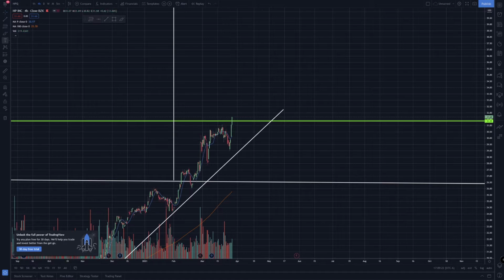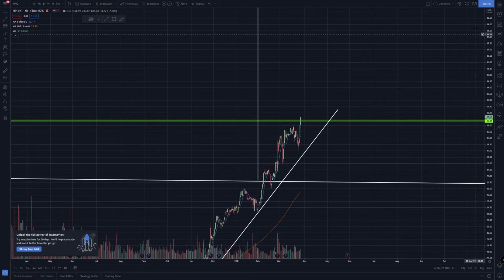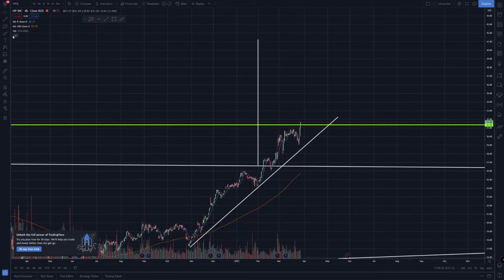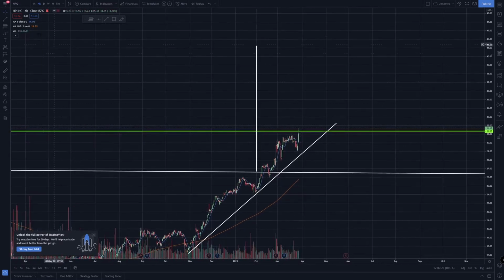But I'm thinking I should probably re-enter for this little run from right here to maybe about right here. I'm not sure. It might do something like this where it's bouncing like that. I still think this target up here is pretty reasonable at $40.